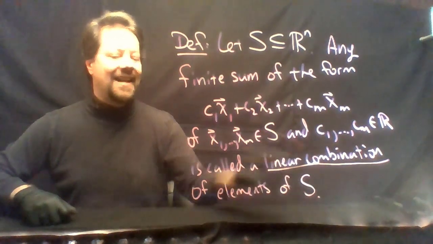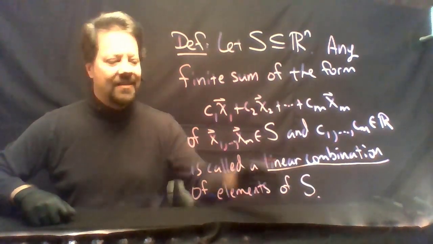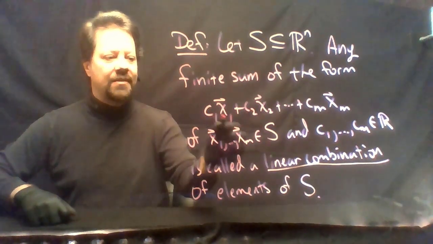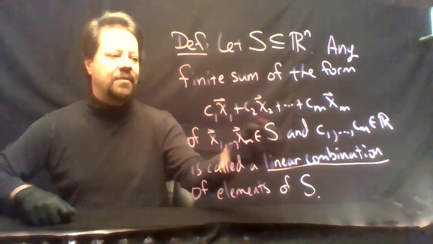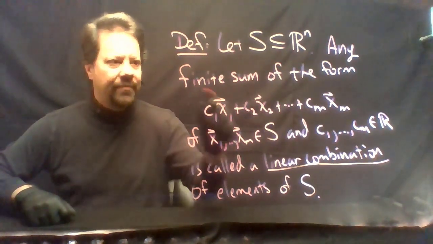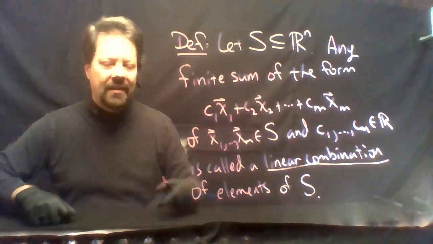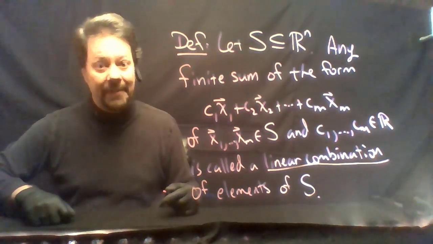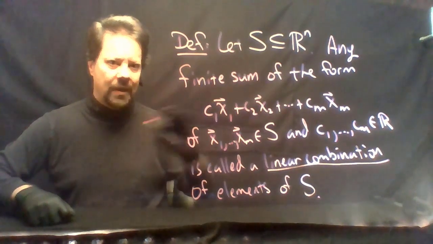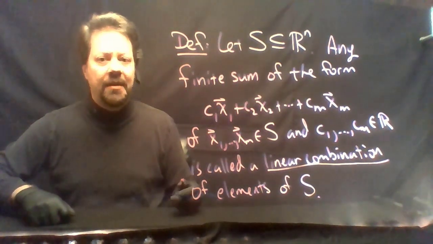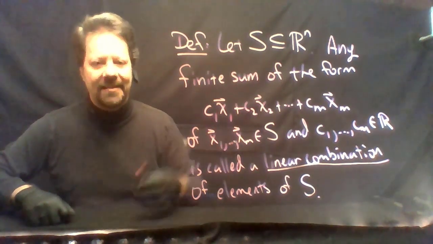of the set S. So linear combinations are very simple kinds of sums. It's a scalar times vector plus scalar times vector and so on. But it's finite. It can't be an infinite sum. Infinite sums require the additional concept of a limit. So we're not going to add that on yet. Linear combinations must be finite sums of this form.